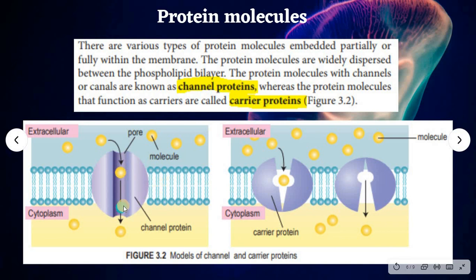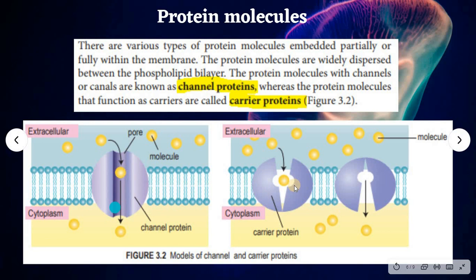So this is channel protein. Channel protein has a pore or a canal. It has a passage through which the molecules can pass through the canals. Okay, so this is channel protein. The second type of protein is carrier protein.